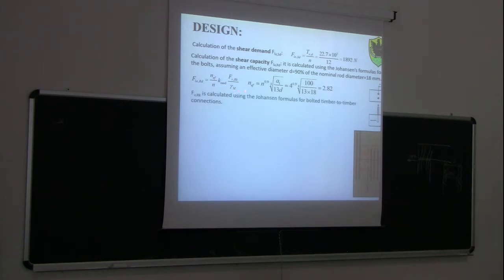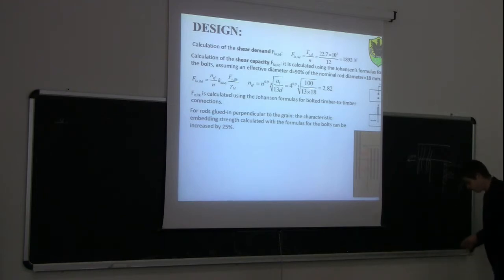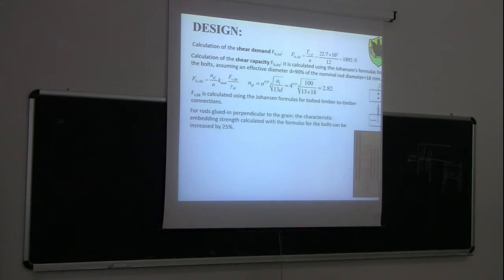And then we calculate FVRK using the Johansen formula for the timber-to-timber connection. In this case, we have to consider that the CNR regulation says that for rods glued in perpendicular to the grain, so on the side of the beam, the characteristic embedment strength calculated with the formula for bolts can be increased by 25%. While for rods glued in parallel to the grain, so on the column side, the characteristic embedment strength is assumed to be 10% of the embedment strength perpendicular to the grain.